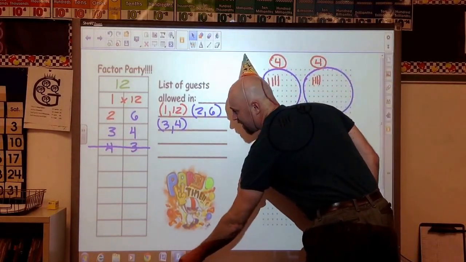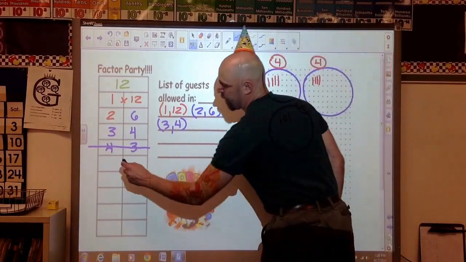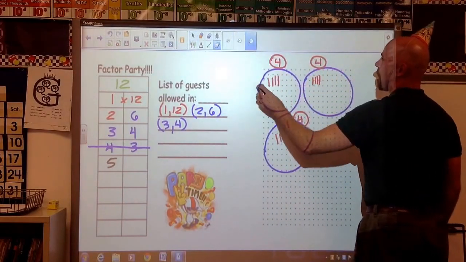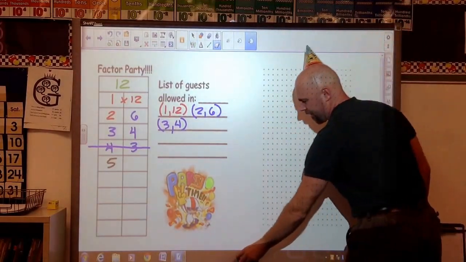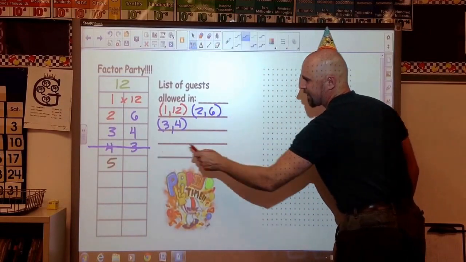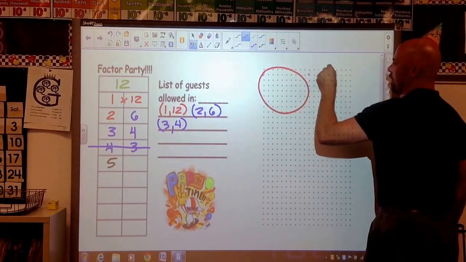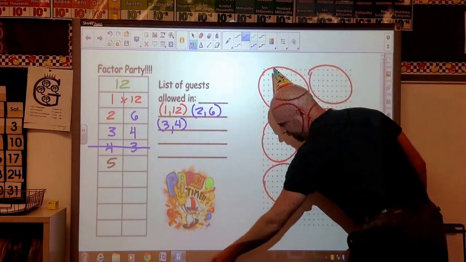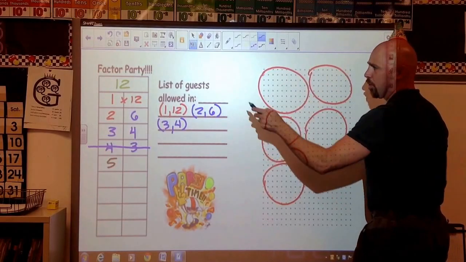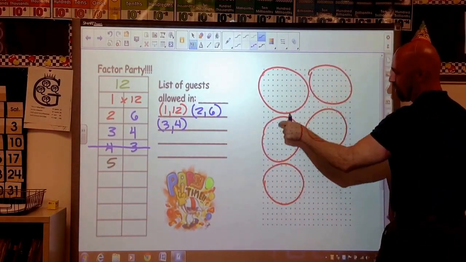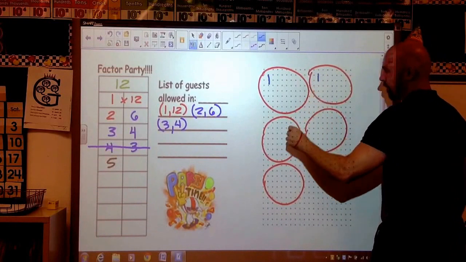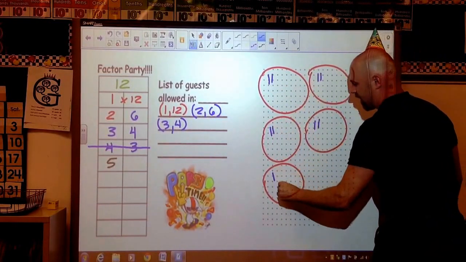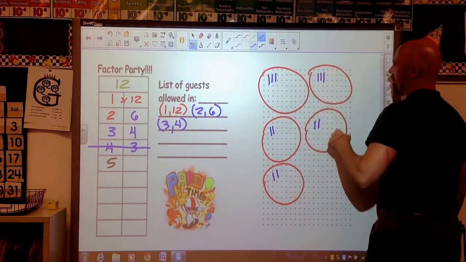But let's look at one that doesn't work, because we told you 5 doesn't work. Let's see what happens when we do one that does not work. All right, erase this. And the 5 tells me that's how many bubbles I'm making. 1, 2, 3, 4, 5. Now I got to do 12 tally marks here, and I got to make sure that I fill them all in here. So 1, 2, 3, 4, 5, 6, 7, 8, 9, 10, 11, 12.